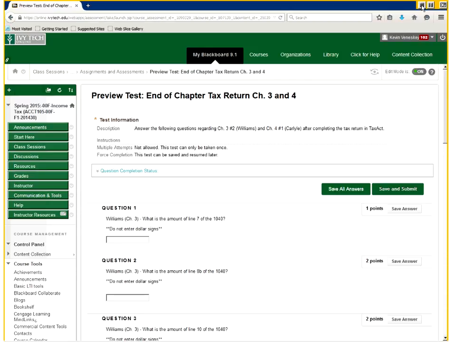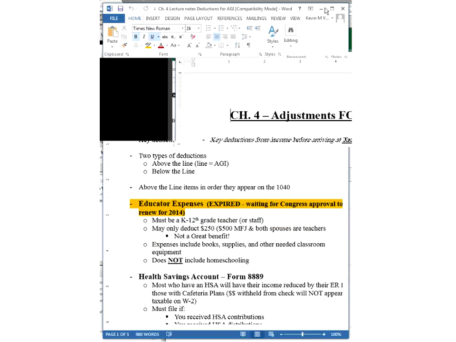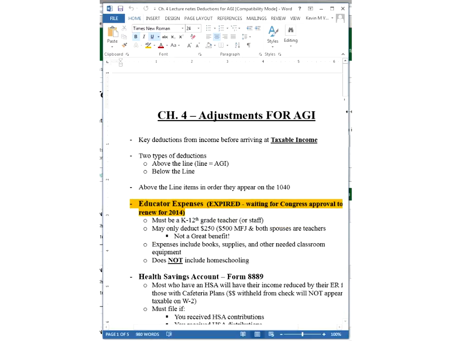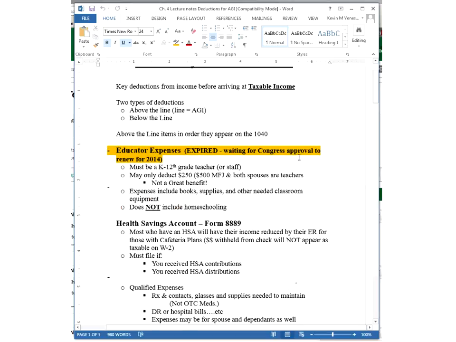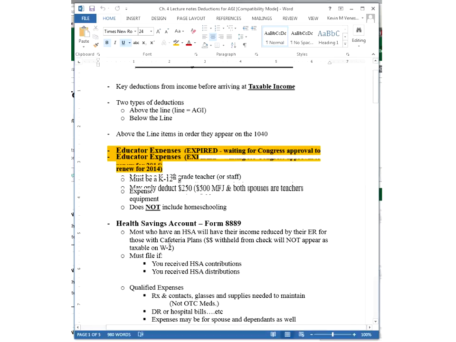Okay, let's go into our normal week stuff. Let's pull up the Chapter 4 lecture notes. This is the first thing I'm going to hit. And then the second thing I'm going to touch on is the Obamacare guidelines as well, and hopefully explain any of those items that may be confusing.